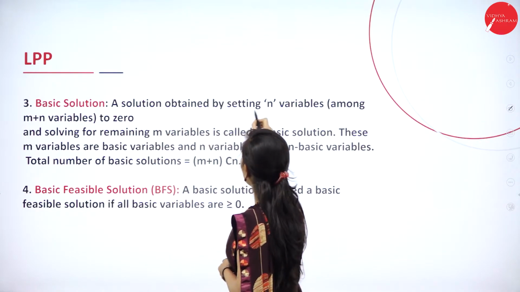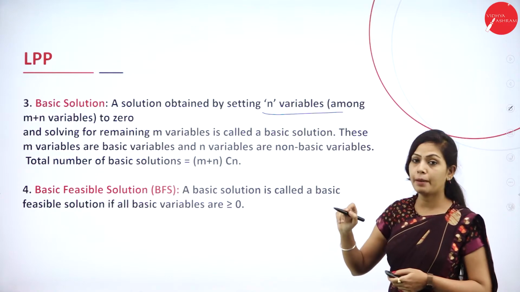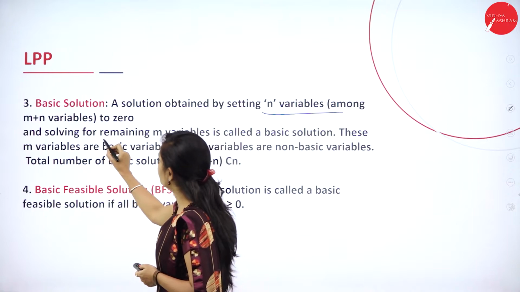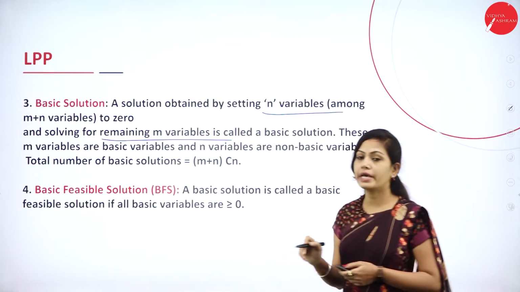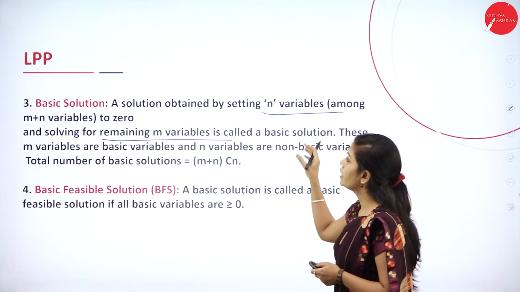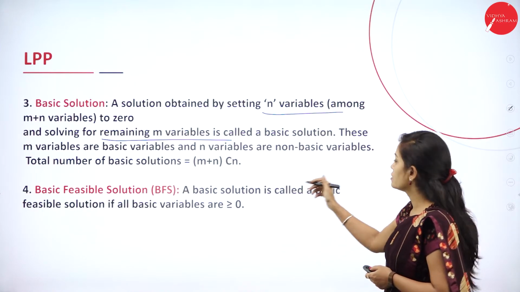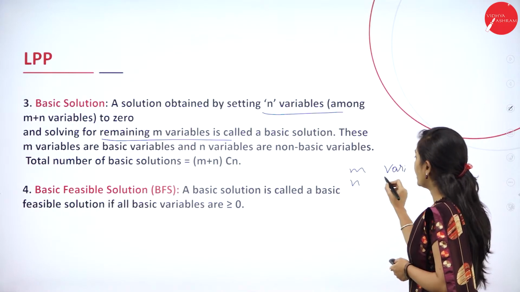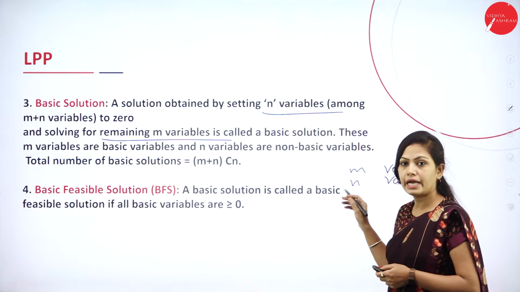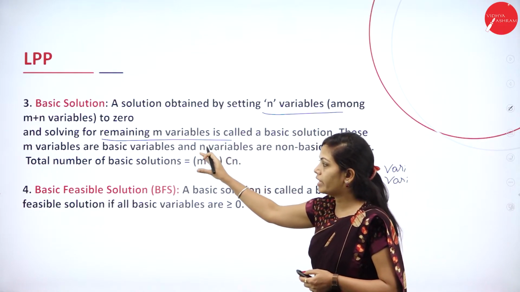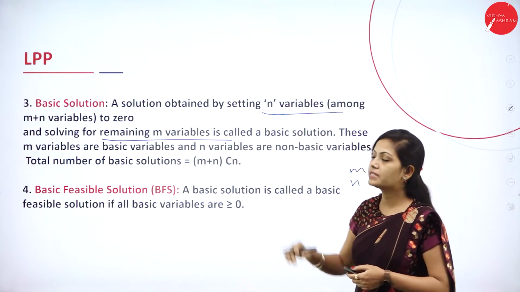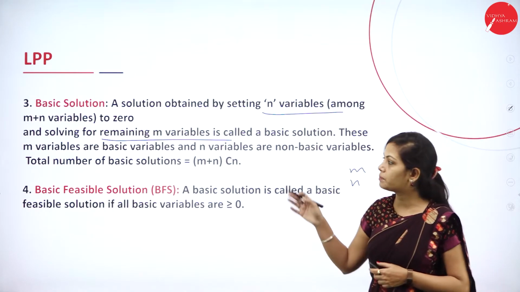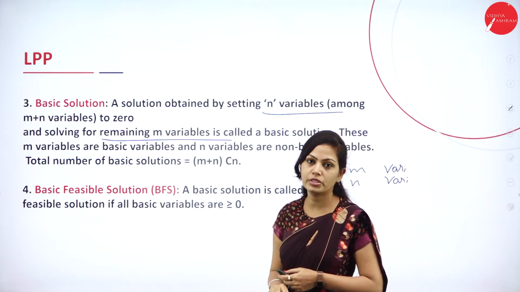A solution obtained by setting n variables among n plus m variables to 0 and solving for the remaining m variables is called a basic solution. So here we have to consider the set of variables, for example it can be m variables or n variables. It has to satisfy the remaining variables, then we can call it a basic solution. While we are solving LPP problems, we can easily understand the basic solution, feasible solution, etc.